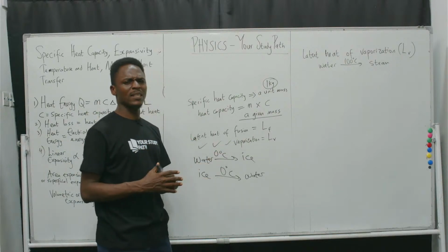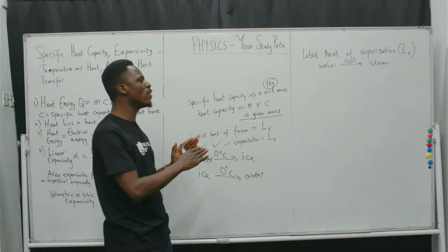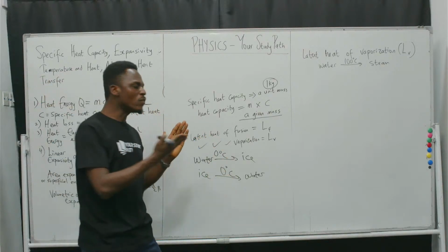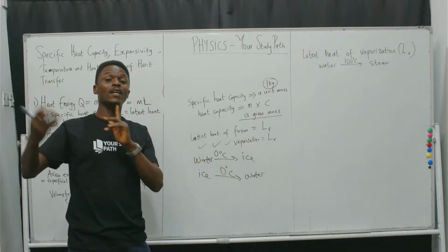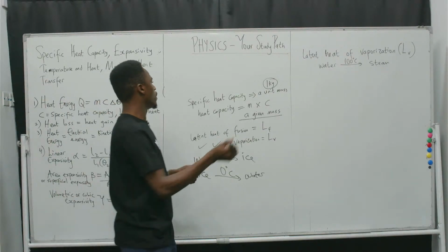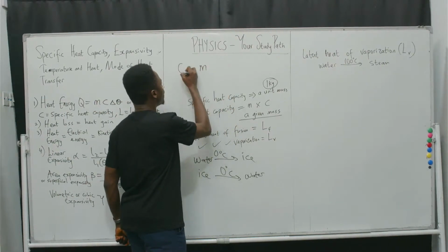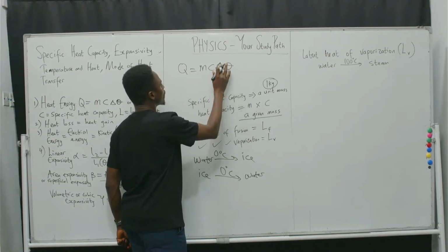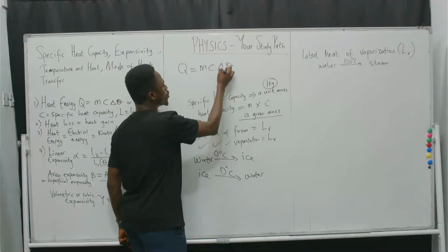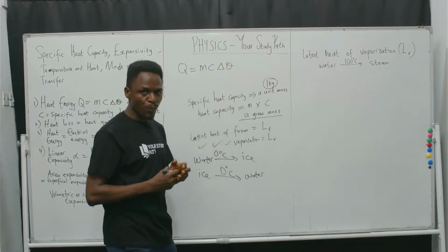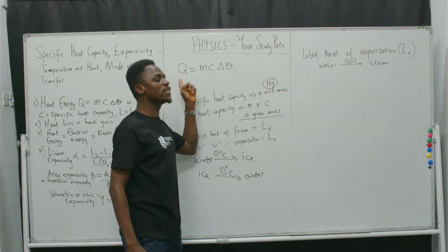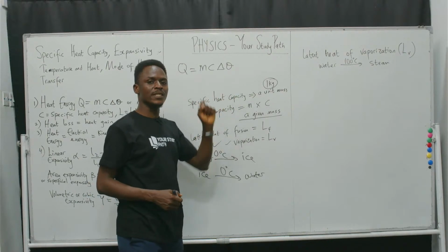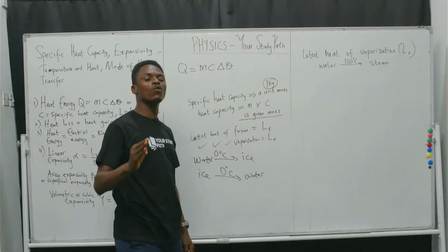So we should clear our doubt. You should know that whenever we are making reference to temperature increase and you are asked to calculate heat energy, the formula remains Q equals MC change in theta. Whenever it has to do with increase in temperature and you are asked to calculate heat energy, this is what you are using: MC change in theta.